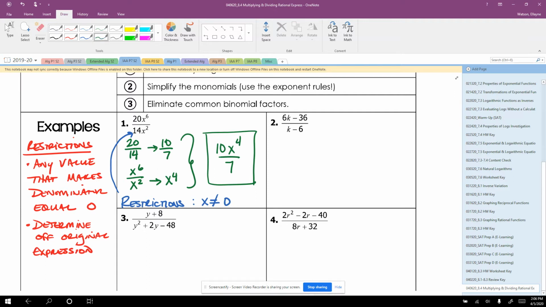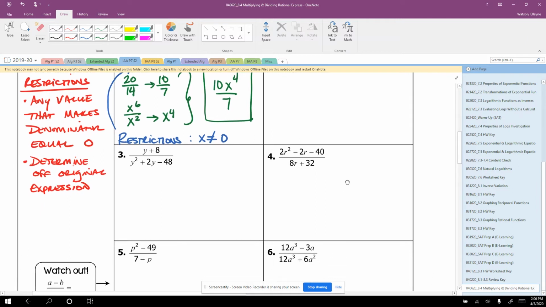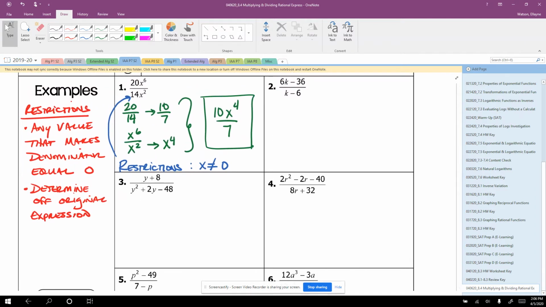Okay. Let's do the one right below it. Now this one's going to involve a little more work because there's some factoring here. We've got to factor the denominator. So let's first rewrite this. The top is just going to stay as y plus 8. The bottom is going to factor into y plus 8 times y minus 6. And now you're going to cancel out common factors. The y plus 8 cancels, which leaves you with 1 over y minus 6. And that is your simplified expression, because there are no common factors between the numerator and denominator.